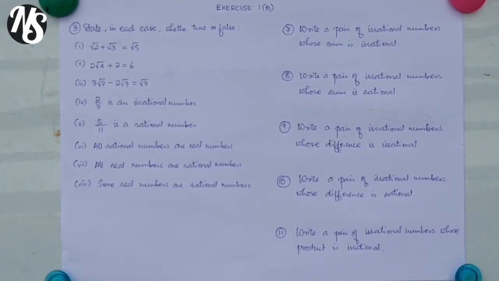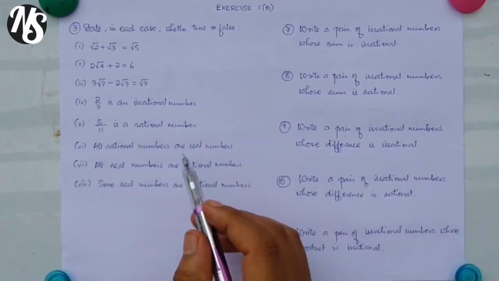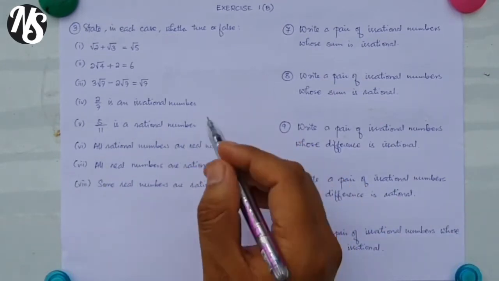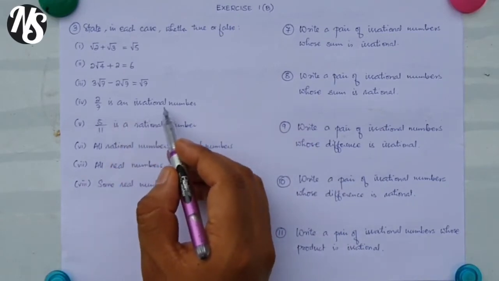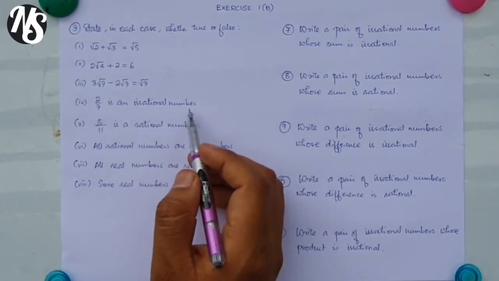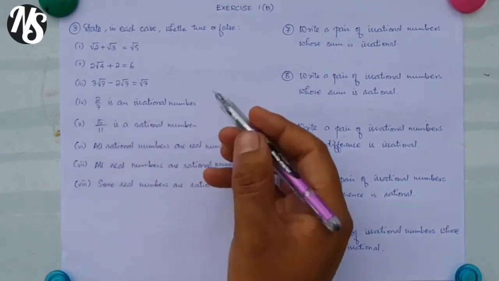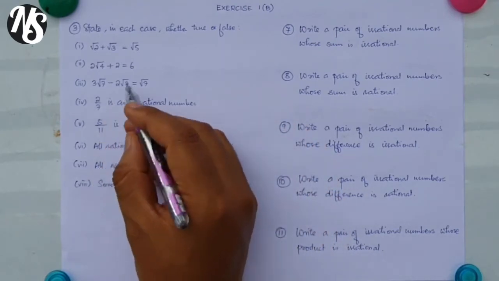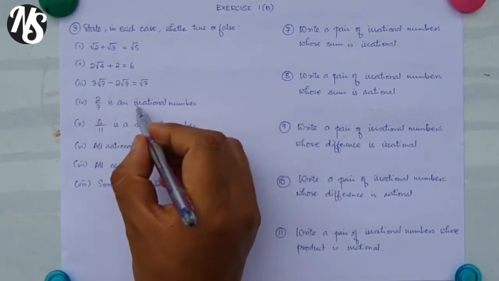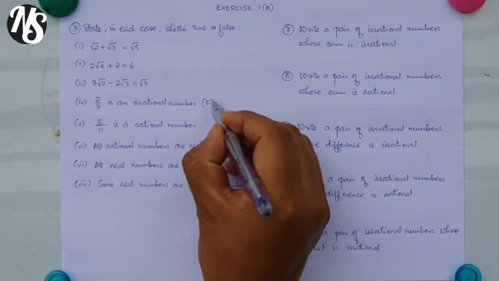So let's take question number 3 from exercise 1B. Let's see first in these questions, the easy ones. Now, 2 by 7 is an irrational number. Is this true or false? Obviously this is a fraction, which means this has to be a rational number, isn't it? So this statement is false.